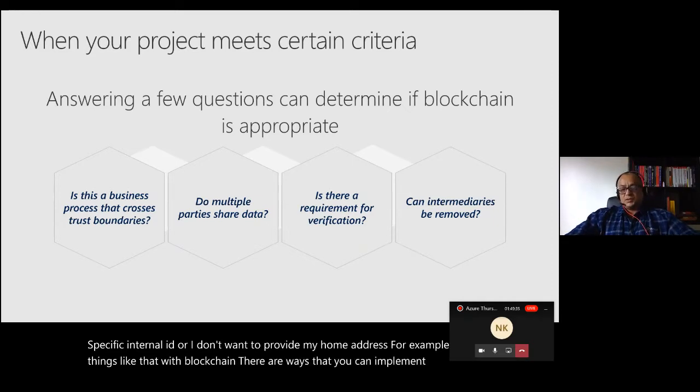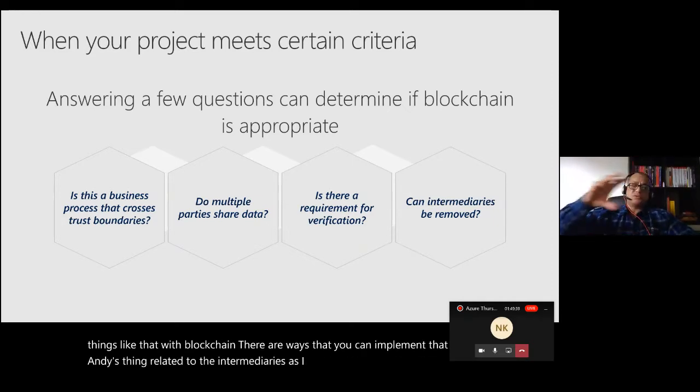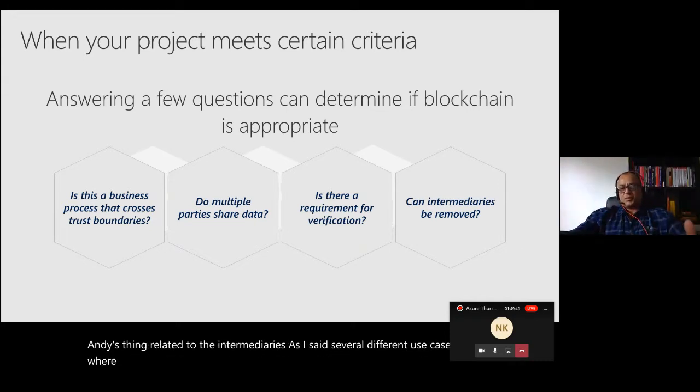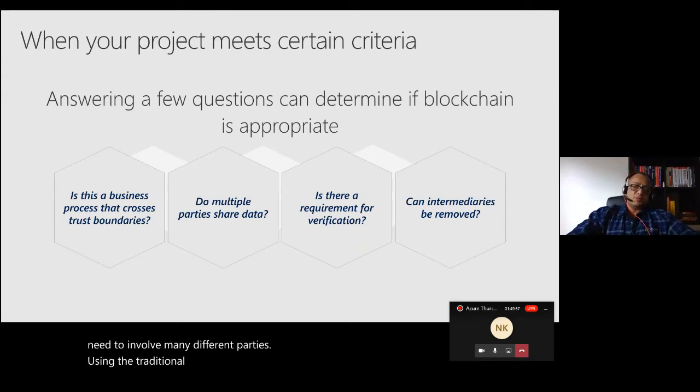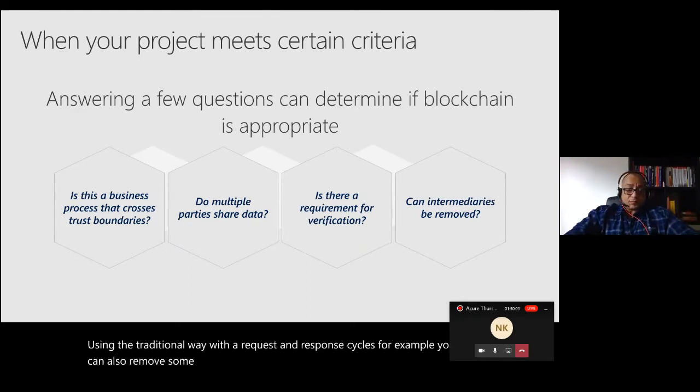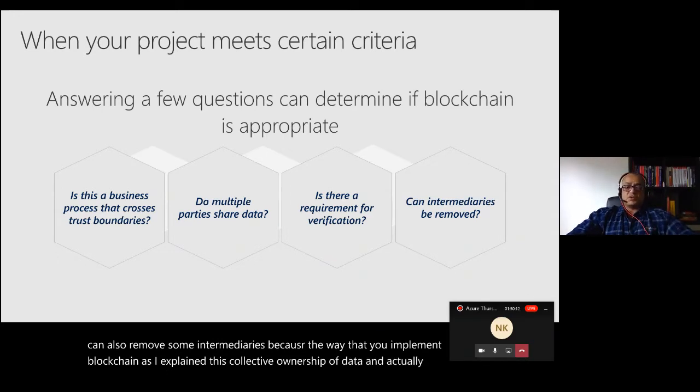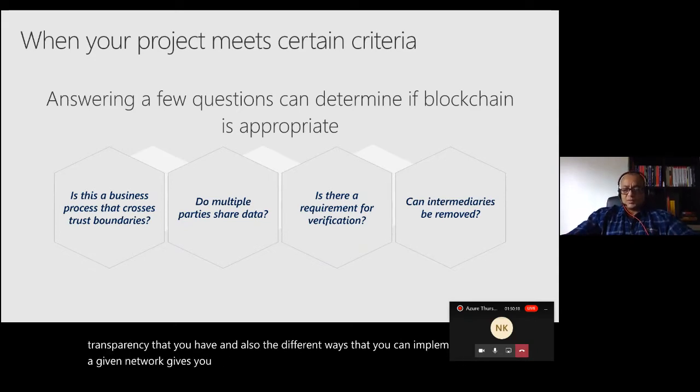And this thing related to the intermediaries, as I said, there are several different use cases where, for example, you can expedite the processes, and in order to conform or commit a transaction, you don't need to involve many different parties using the traditional way with request and response cycles, for example. You can also remove some intermediaries because of the way that you implement the blockchain, as I explained, with this collective ownership of data, the transparency that you have, and also the different ways that you can implement a given network. It gives you the possibility to simplify the business processes.